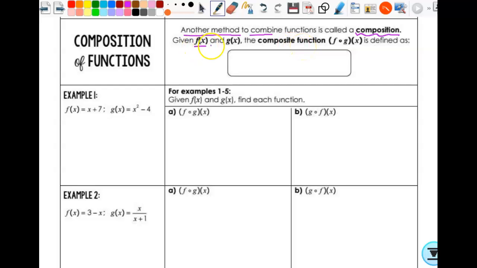So if we have f of x and g of x, the composite function is defined as, remember, notation is everything: this is f, then a tiny little open circle, and then g of x. That reads f of g of x. Yesterday we had something that looked similar, but it was a dot, and that meant we multiplied. They look very similar, but they are different. Another way to write this, and the way that I prefer, is f of g of x, like so.